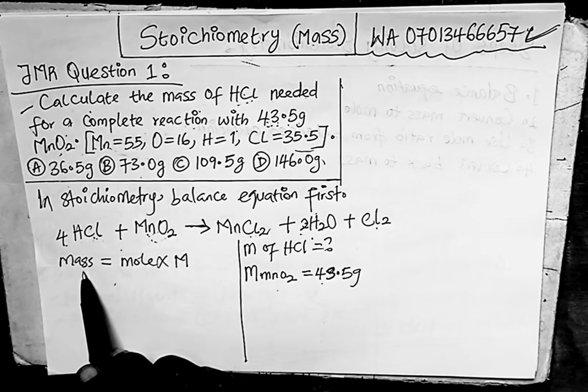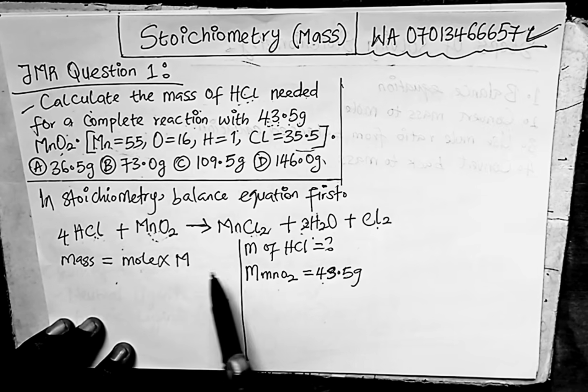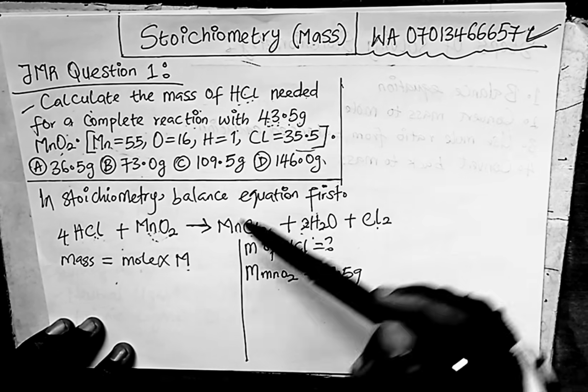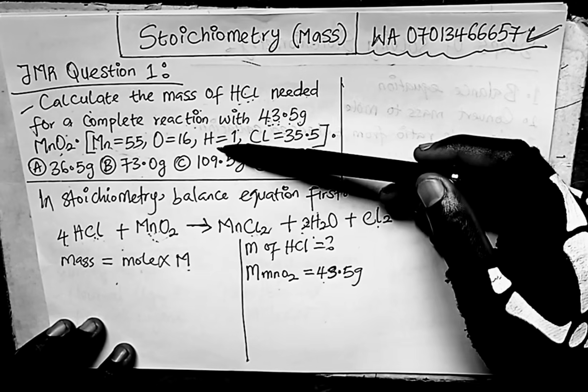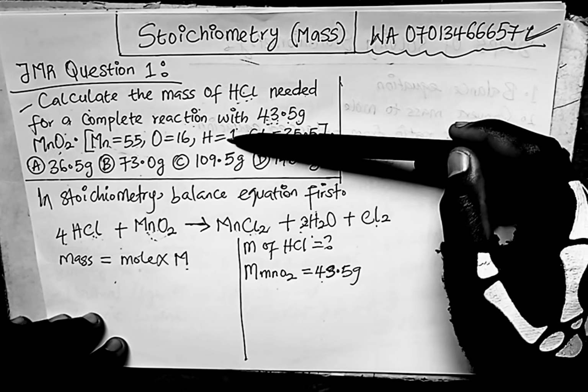All right. Since we are looking for mass, this is the formula we have to apply. Do we have the mole? We don't have the mole. But do we have the molar mass? Yes, we have the molar mass of HCl. We can easily calculate the molar mass of HCl using this. All right? It's very easy.